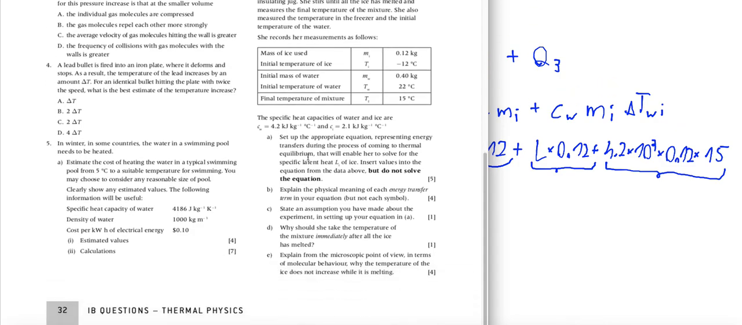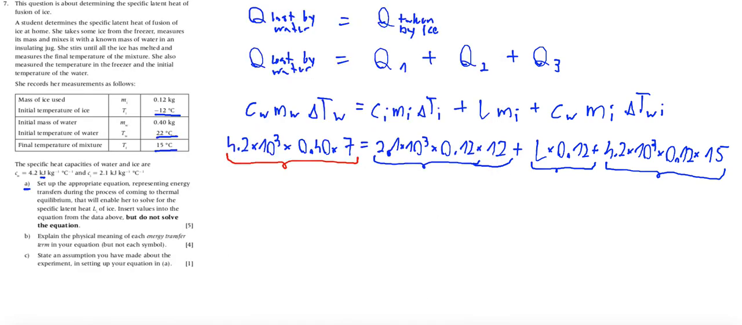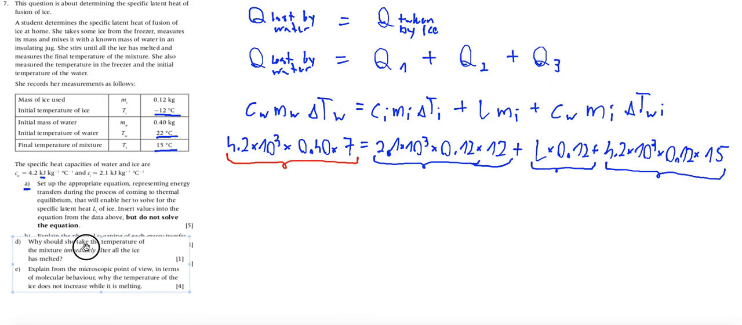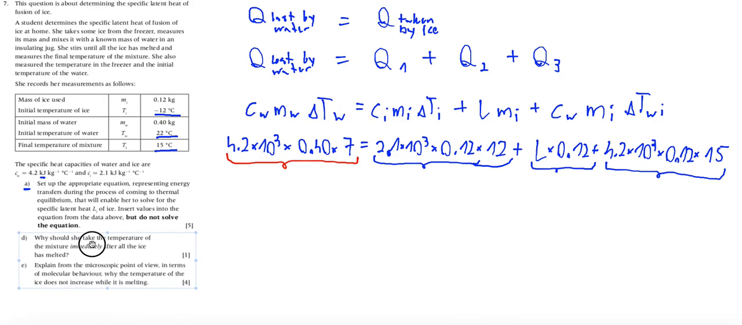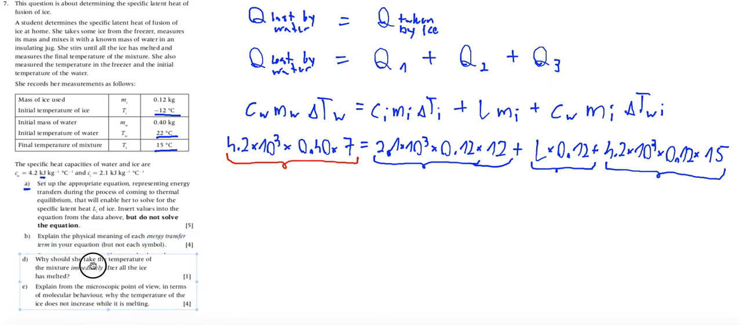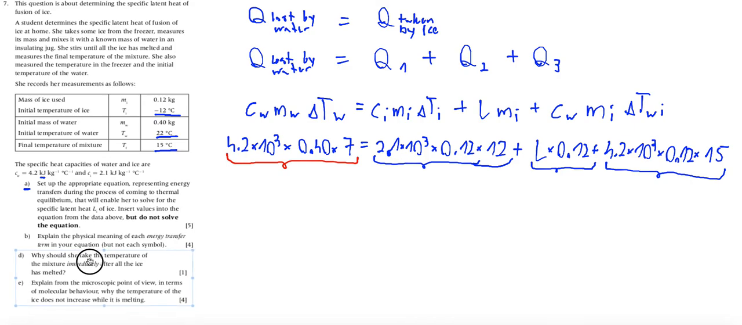D, what do we have? We have still D and E. Okay, so D. Why should she take the temperature of the mixture immediately after all the ice has melted?